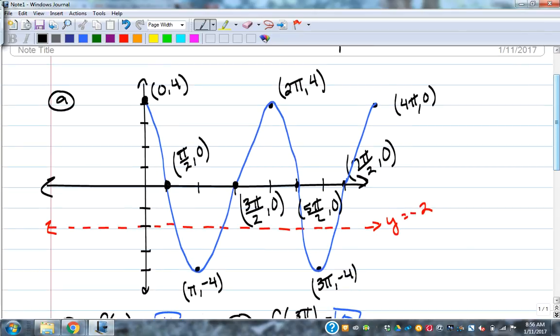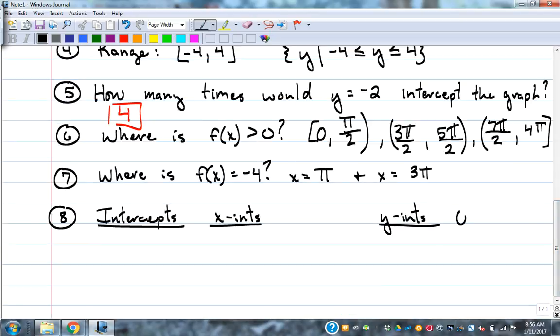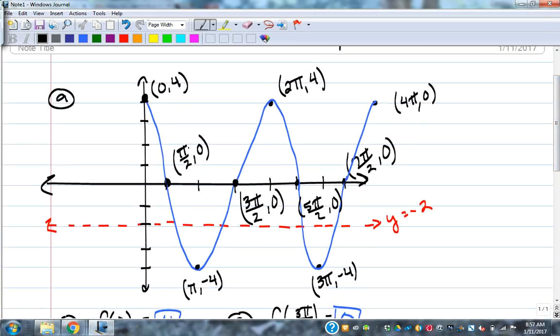So let's get the easy one out of the way first. What's the y-intercept? 0, 4, right? Is that the ordered pair, 0, 4? What are our x-intercepts when we look at that graph? Pi over 2, 0. 3 pi over 2, 0. Yeah, 4 of those right there. All 4 of those ordered pairs are x-intercepts because they're on the x-axis.